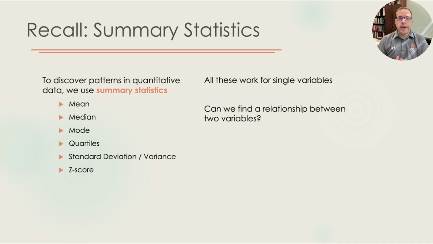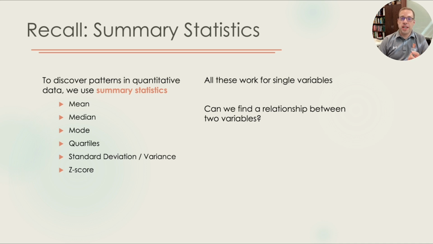Now, all of these are great for when we're trying to analyze a single variable. But can we find a relationship between two different variables? We see it all the time. For example, a relationship between sunlight and temperature. Or we might see a relationship between temperature and the amount of ice cream consumed, or the amount of rainfall and the amount of road work that needs to be done. I don't know. I'm totally making this up at the moment, but still, there are relationships between two quantitative variables.